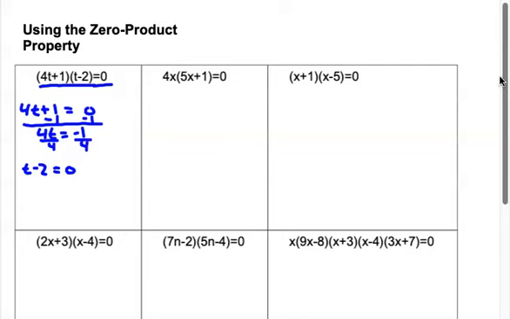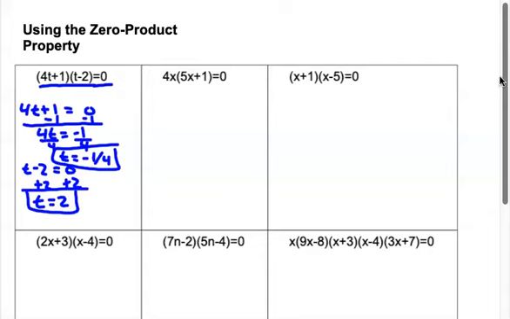Divide both sides by 4, so you end up with t equals negative 1/4. That's one of our solutions for this polynomial, okay? The other one solves much faster. Just add 2 to both sides. T is equal to positive 2, and that's it. So you could have a check step here.